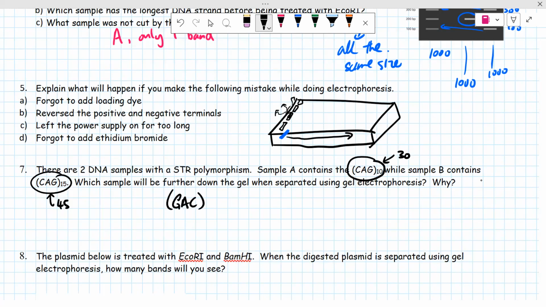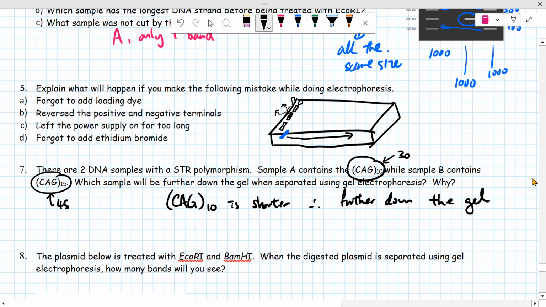GAC, nope, copied it wrong, sorry. CAG rather, 10 is shorter. Therefore, it goes further down the gel. The shorter the DNA, the easier it is to weave through the gel, and therefore further down it goes.